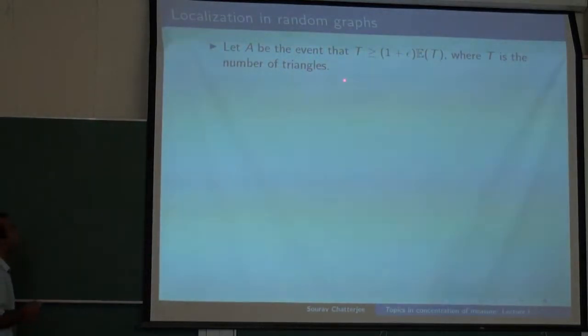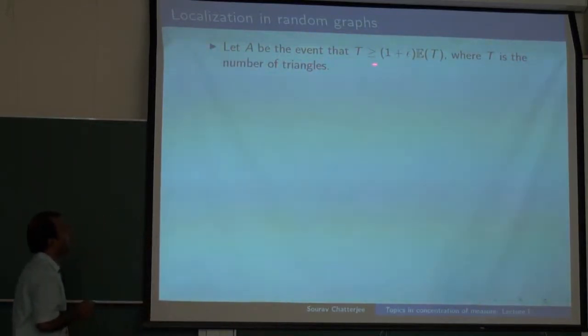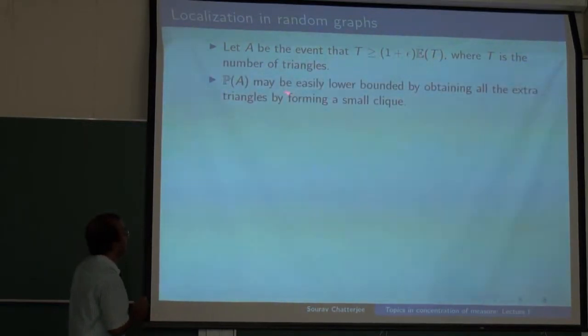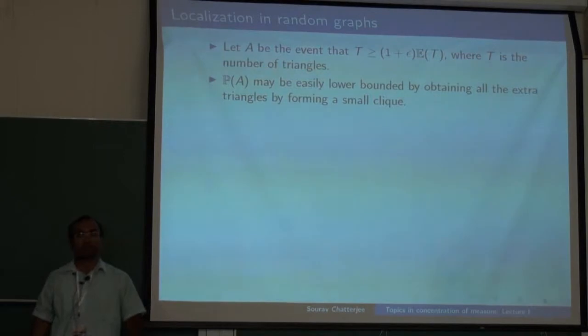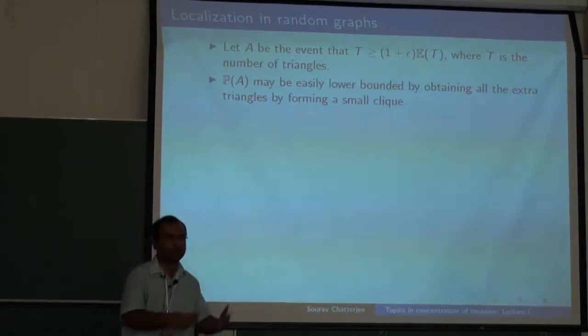So if that is clear, let me also tell you a little bit about why this happens in triangles. So you have triangles in an Erdős-Rényi graph. Let A be the event that the number of triangles exceeds its expected number of triangles by 1 plus epsilon. Now, as before, you lower bound the probability of this event by constructing something that implies it. So you take a small number of vertices and construct a clique, and the probability of that is the lower bound for the probability of this. Lower bounds on probabilities are easy to obtain by constructing suitable events which imply the event that you're interested in.